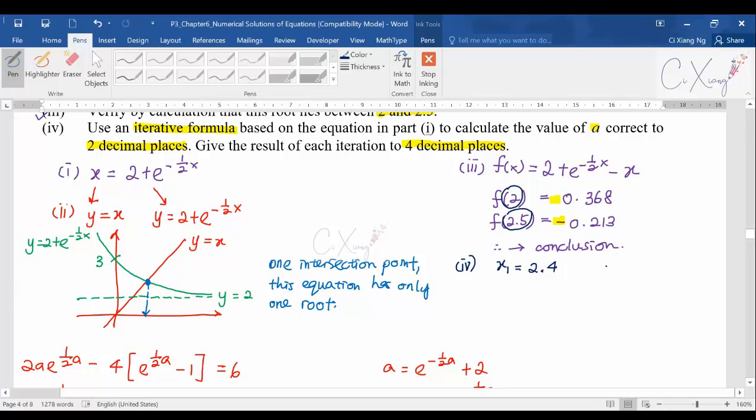And then what's the iteration formula? Again, just to remind you all, the iteration formula is this one. When you key in the formula into your calculator, you should only key in the right-hand side.